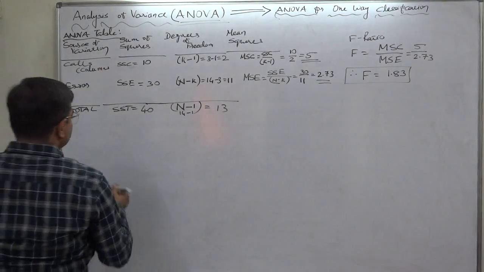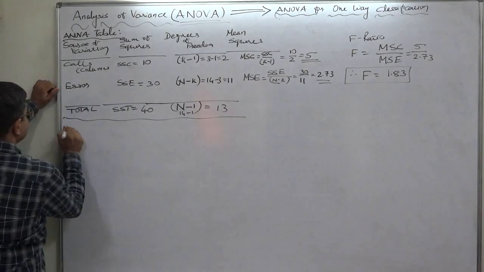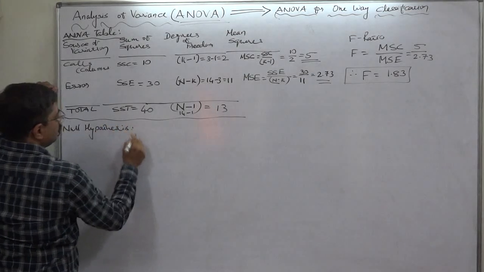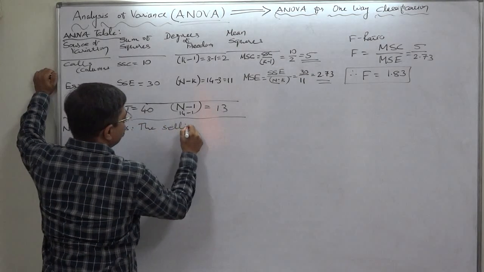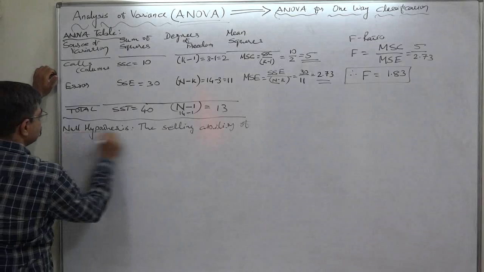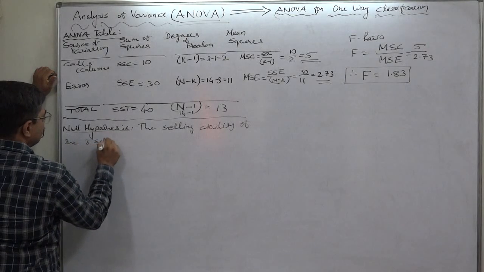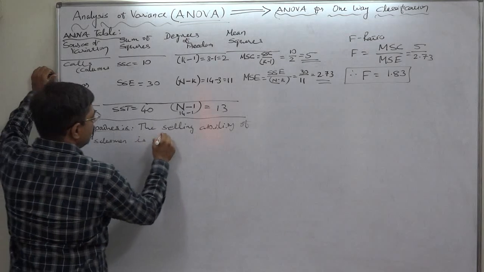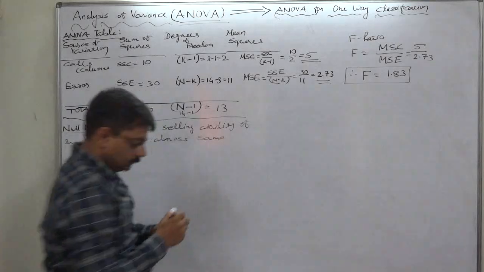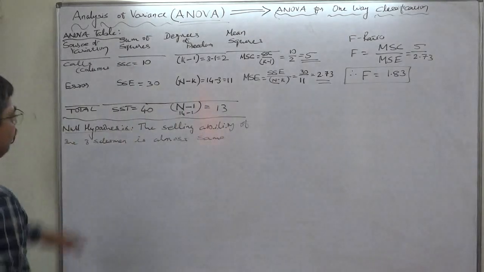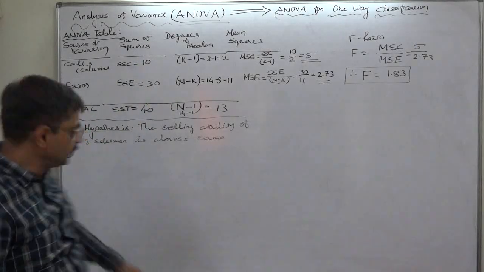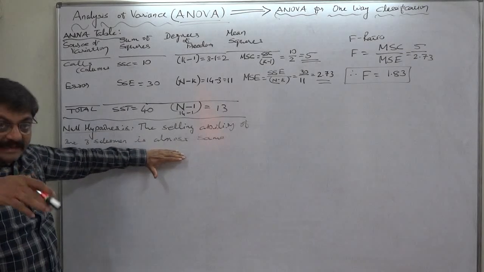Let's write the null hypothesis. The selling ability of the three salesmen is almost the same. That means there is no significant difference between the mean sales of the three salesmen. You can write in that way also, but this is, say, more relevant to the case.